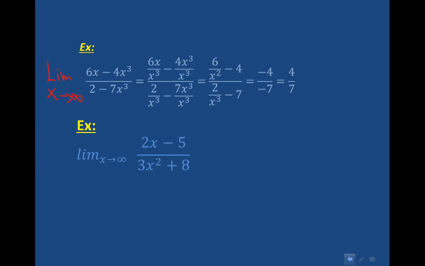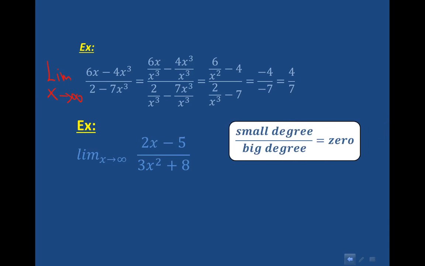Another example: limit when x tends to infinity of the algebraic expression 2x minus 5 over 3x squared plus 8. Here, the numerator degree is first degree and the denominator degree is second degree. The second rule: if the numerator degree is less than the denominator degree, then the limit will be equal to 0.